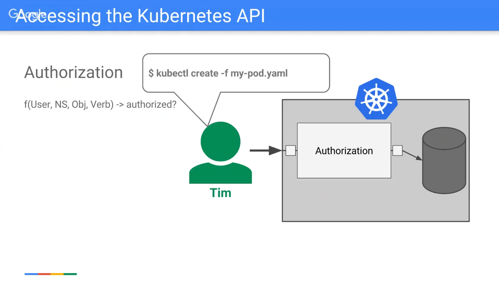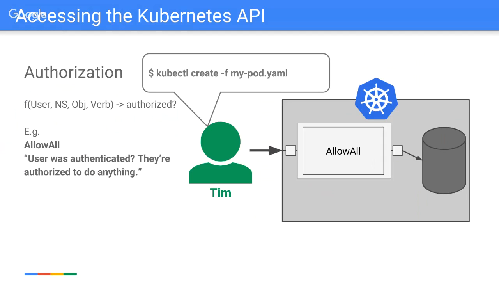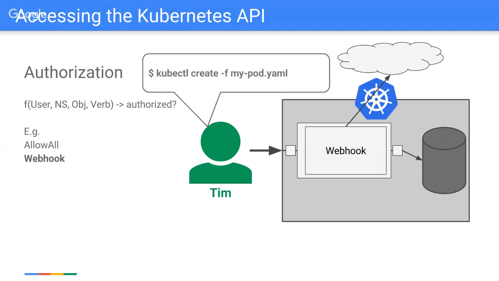Accept or reject the request decision. Some different examples are allow all, which is just, if the user is authenticated, then yep, they can do it. The most basic. Obviously, we'd like to be a little stronger than that. We can use a webhook to delegate to a third-party system. This is actually how Google Container Engine integrates with the GCP IAM.